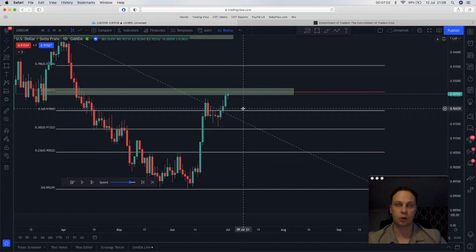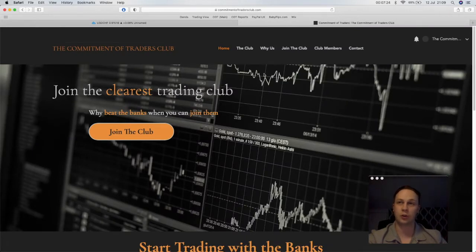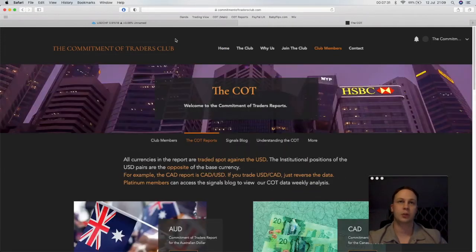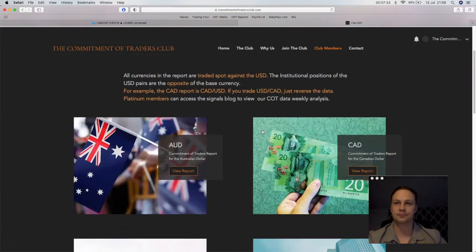But the third tip to succeed in Forex is to know what the banks are doing. As I said previously, retail sentiment was to the upside, completely wrong in my opinion, and this is what caused people to get stopped out and lose money if you were trading this. How do we find out what the banks are doing? Well, on my website, commitmentoftradersclub.com, I have created the perfect tool on the COT reports to find out what institutions are doing. So we're trading USD Swiss franc.